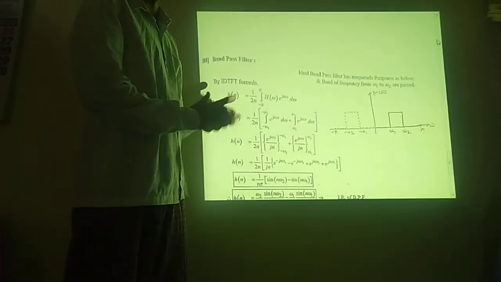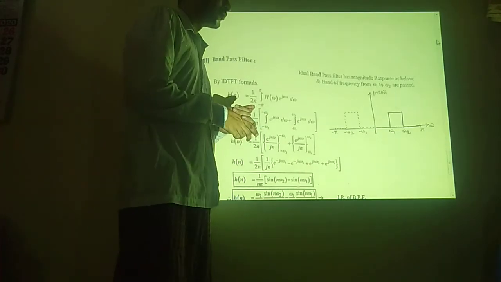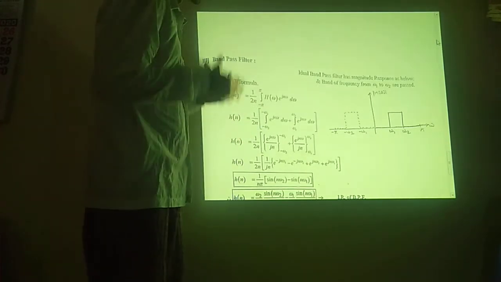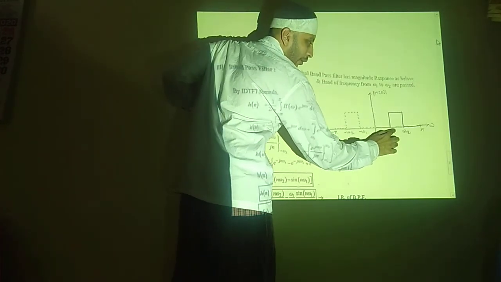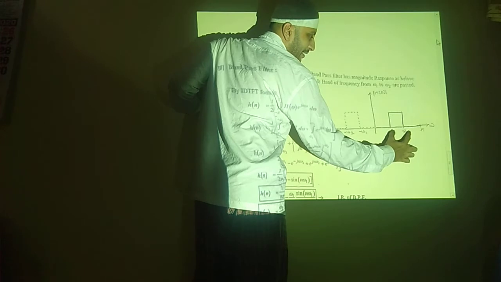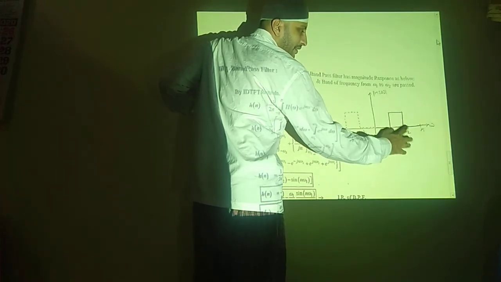Next, let us understand the band reject filter. We don't have the diagram for the band reject filter. So what will be the diagram for the band reject filter? Simple. It will go high, then low. In this band, the frequency will be rejected, so null frequency will occur over here.